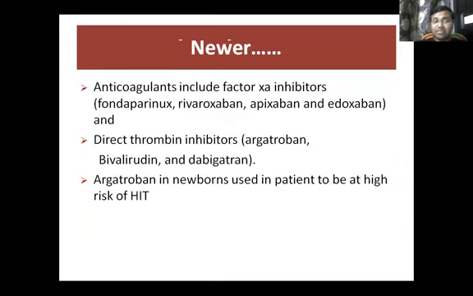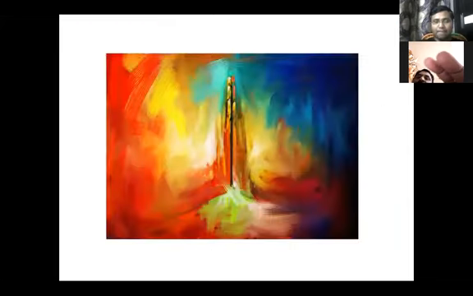The newer things: there are some anticoagulants, including factor Xa inhibitors. They are less studied and still not used in neonates. One direct thrombin inhibitor, like argatroban, is used especially when the patient has a high risk of heparin-induced thrombocytopenia. They can use argatroban. Thank you.